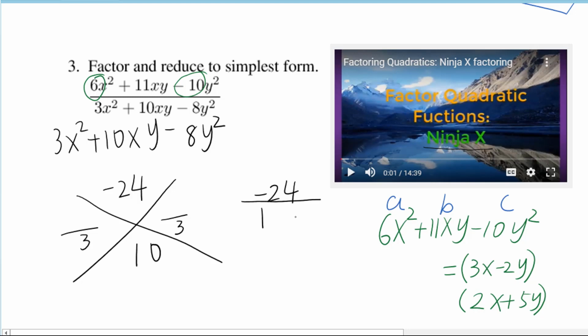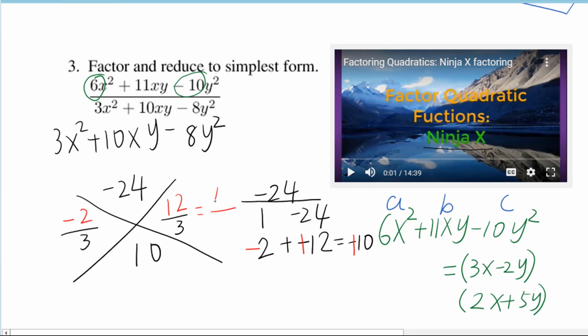Let's do 1 times negative 24. We try to add these two factors to get positive 10. So 2 times negative 12, we add these two, get negative 10. We need to get a positive 10. Therefore, we need to change the sign, negative 2, positive 12, so that we can get the positive 10. So we get here a negative 2, positive 12.